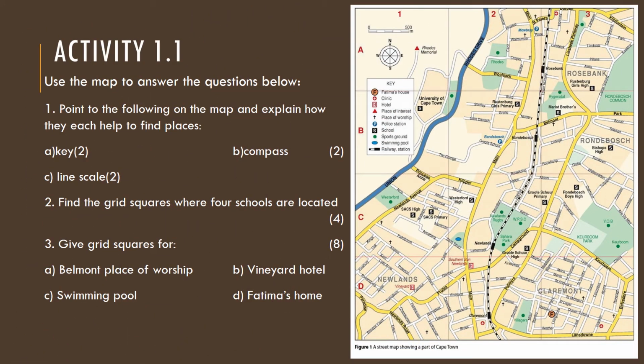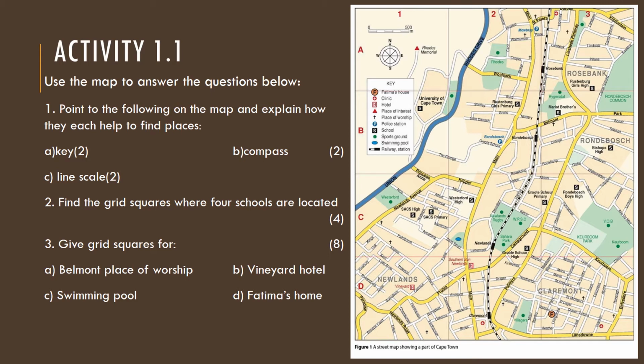All right, and so to check if you understood the content that we have just covered, there is activity 1.1. For activity 1.1, you are going to use a map. It's on the right-hand side of the screen. It's also provided on the following slide. Use the map to answer the questions below. This map is a street map showing a part of Cape Town. Question 1. Point to the following on the map and explain how they each help to find places. A, key, for 2 marks. B, compass, for 2 marks. C, line scale, for 2 marks.